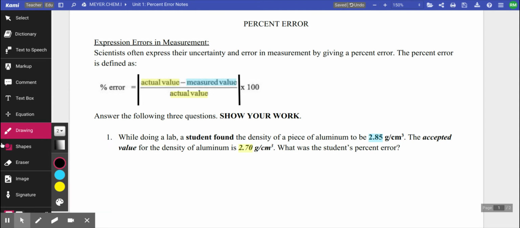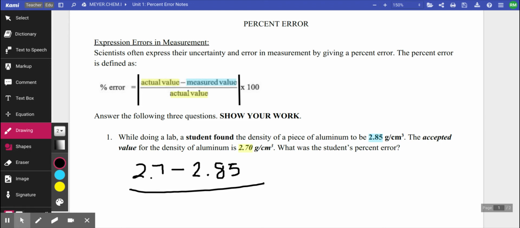So let's go ahead and plug it in. You're going to take your actual value, which is 2.7, and subtract the measured value, which is 2.85, divide by the actual, which is 2.7, and then you'd need to times by 100.